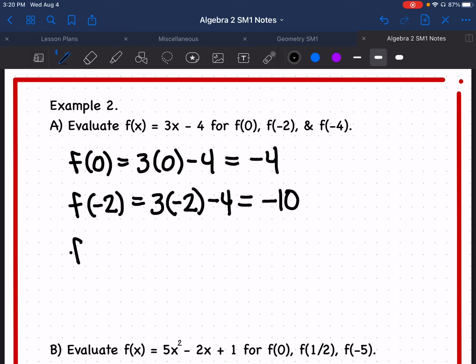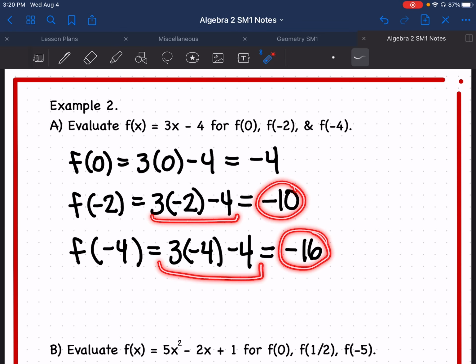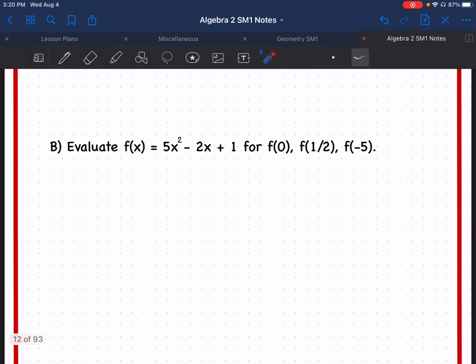And for the last one, f of negative 4 means I'm going to replace that x with a negative 4. Oops, hold on. There we go. And I'm going to get negative 16. Okay, all I did, guys, was place this part right here into the calculator, and that's how I got my answers for all of them. Okay, let's try one more.